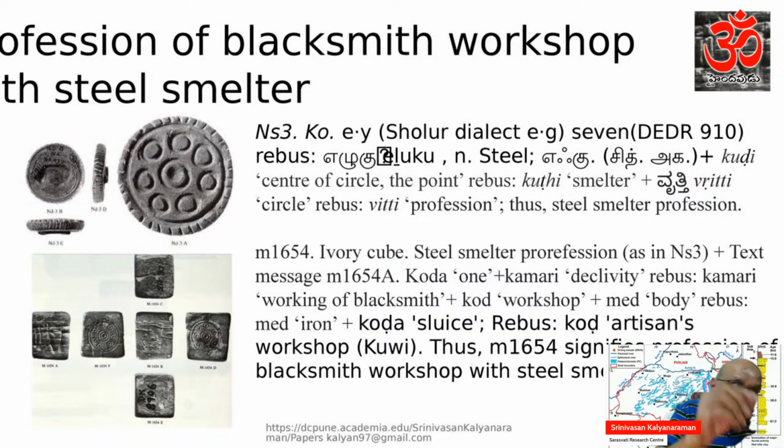So it can also be a point, it can be kudi, it can be a center of a circle, and vritti is a circumference. Vritti is a profession. Vritti is a circle, vritti is a profession. So now we have similar sounding words being used for communicating both the picture, the circumference, and also profession. So profession working with this smelter, kuti. Kuti is a point, kuti is a smelter.